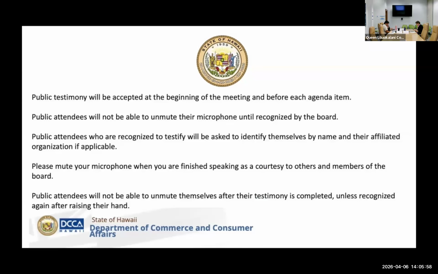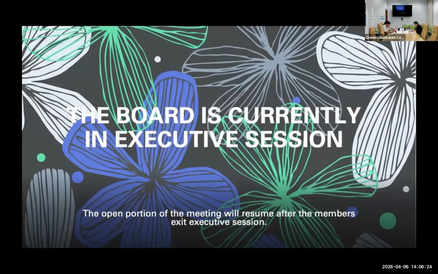Public attendees will not be able to unmute their microphone until recognized by the board. Public attendees who are recognized to testify will be asked to identify themselves by name and their affiliated organization if applicable. Please mute your microphone when you are finished speaking as a courtesy to others and members of the board. Public attendees will not be able to unmute themselves after the testimony is completed unless recognized again after raising their hand. At some point during the meeting, the board may choose to move into executive session.